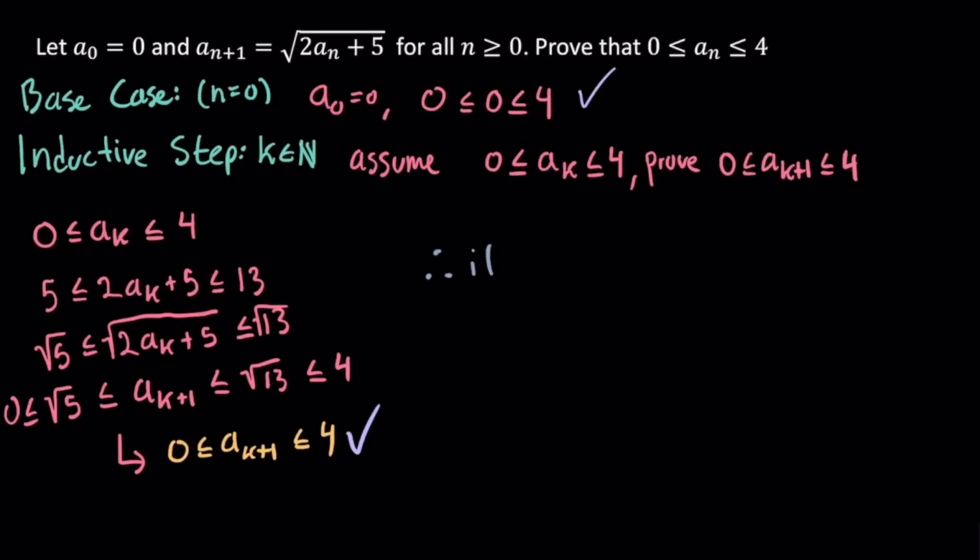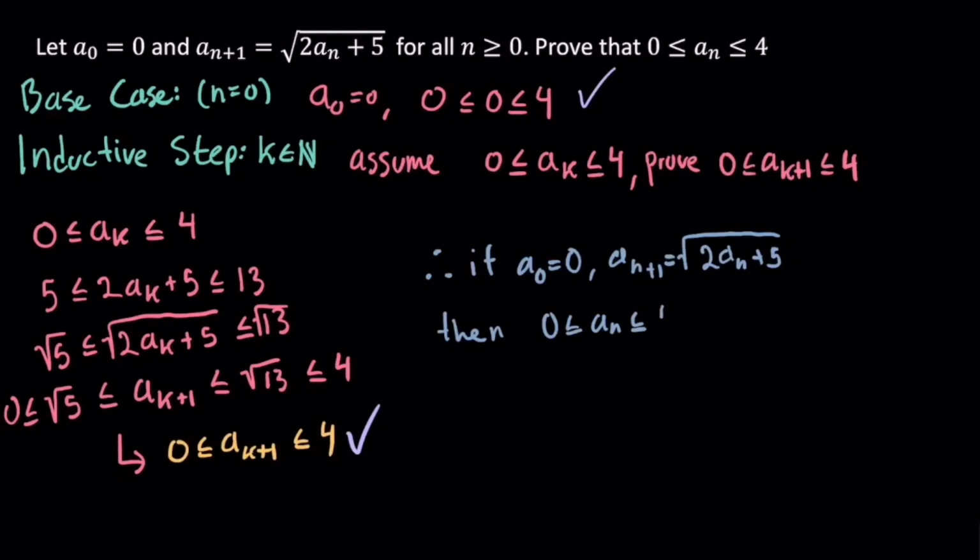Therefore, if we have that a0 is equal to 0 and an plus 1 is equal to the square root of 2an plus 5, then 0 is always less than or equal to an, and an is always less than or equal to 4 by the principle of mathematical induction.